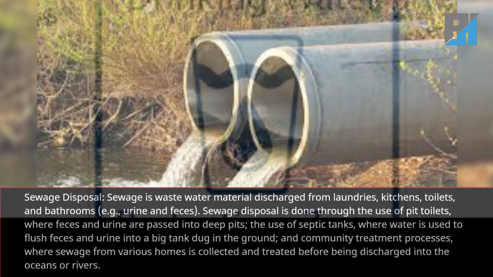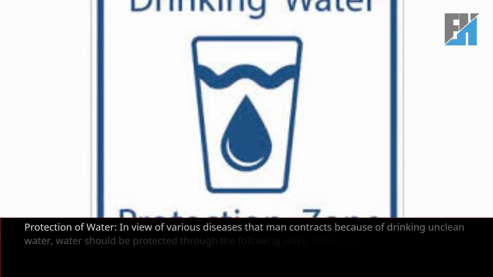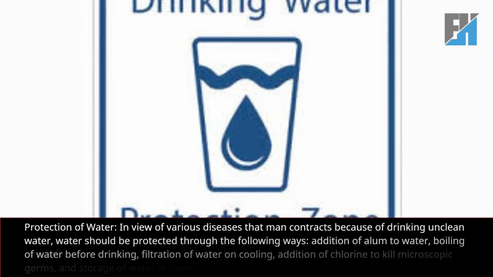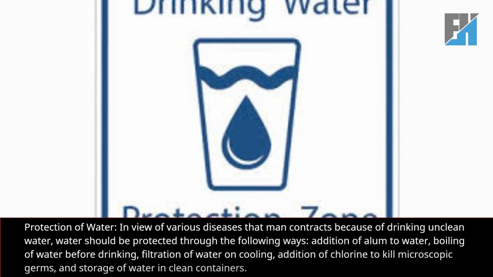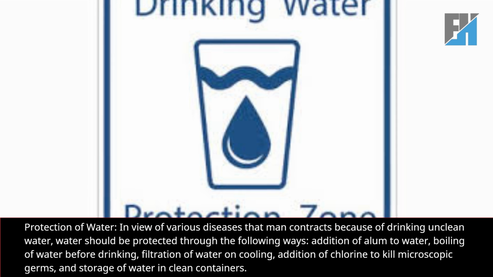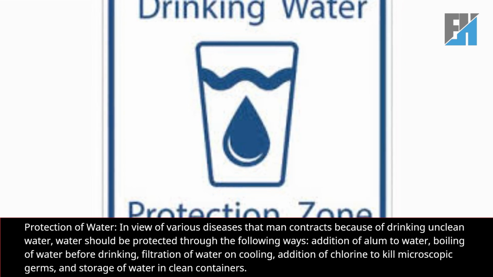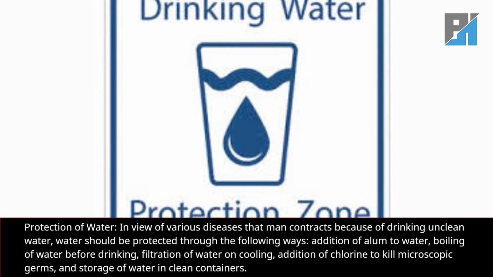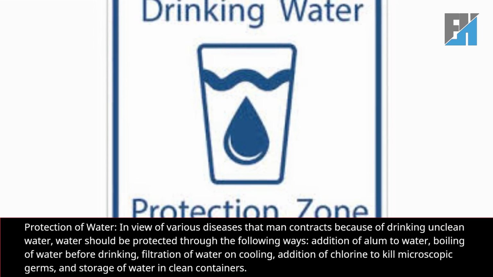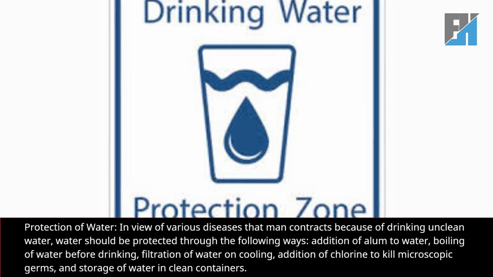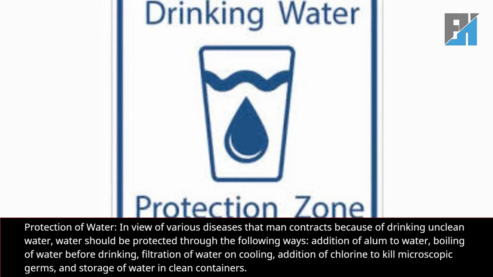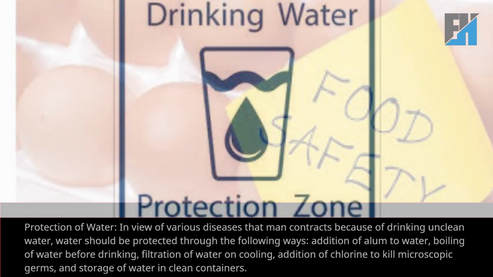Protection of water. In view of various diseases that man contracts because of drinking unclean water, water should be protected through the following ways: addition of alum to water, boiling of water before drinking, filtration of water on cooling, addition of chlorine to kill microscopic germs, and storage of water in clean containers.